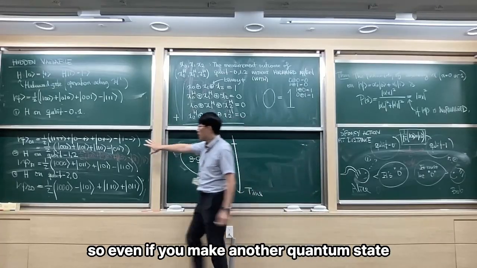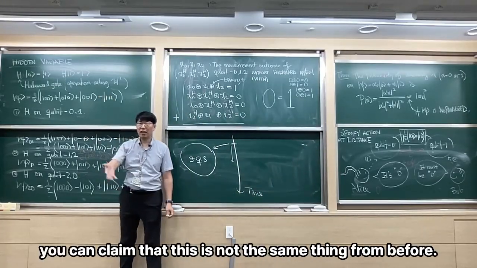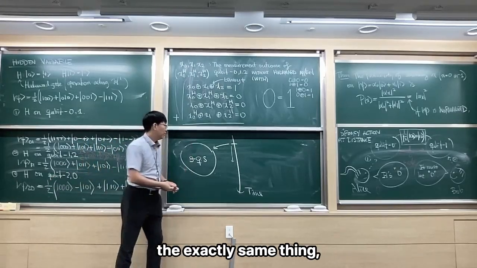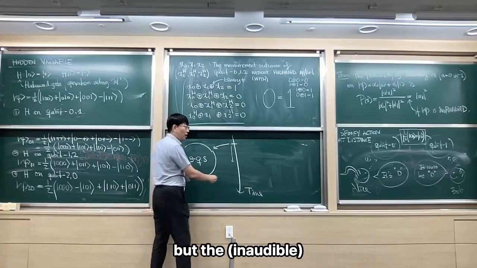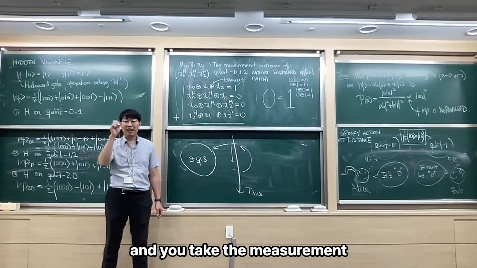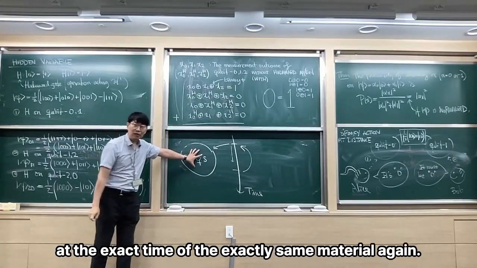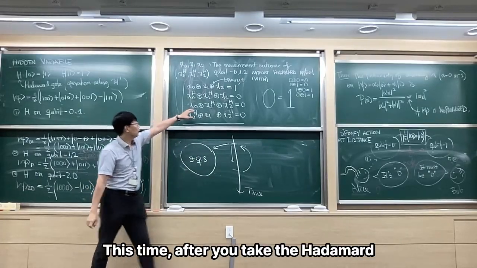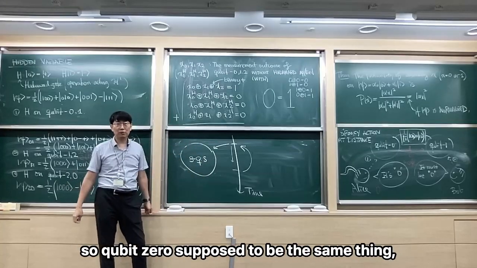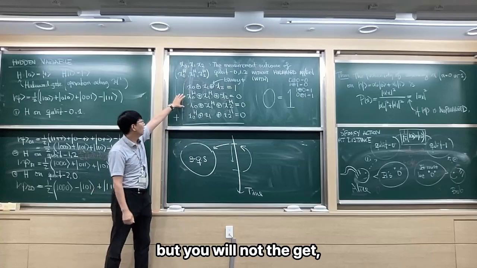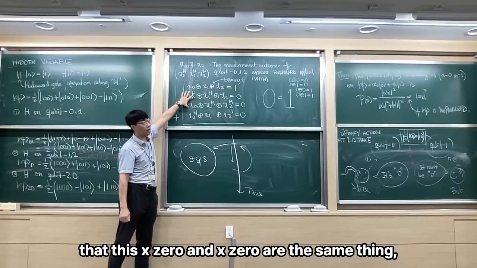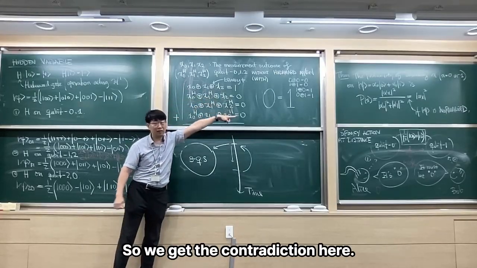So even if you make another quantum state with the same information, you can claim that this is not the same thing as before. The only way you can get the exactly same thing is to get a time machine. There's no time machine, but suppose we imagine there is one and you went back to the past before you took the measurement, and you take the measurement on the exactly same material again, this time after you apply the Hadamard on x1 and x2, but you didn't do anything on qubit 0. So qubit 0 is supposed to be the same thing, but you will not get the same thing again, because if you do, then you have to assume that this x0 and x0 are the same thing, and all the other parts are the same thing. So you will get a contradiction here.